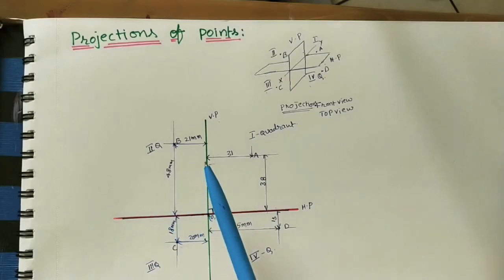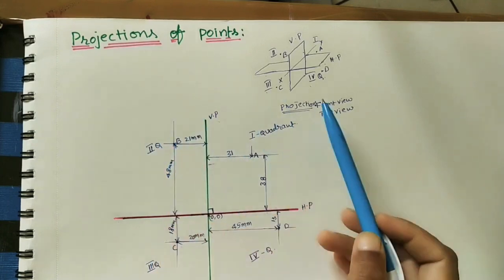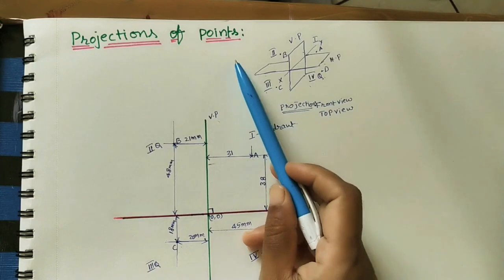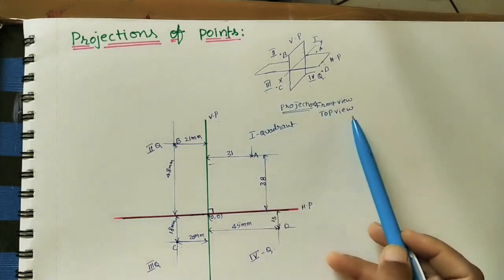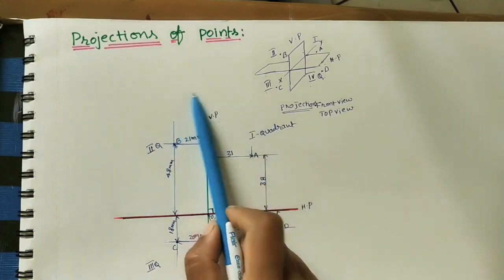Here, as I told, we are doing the drawing of the given point. What type of drawing are we doing? We are doing the projection, the front view and top view of the taken object. Here it is the front view of the point and the top view of the point. Where are we doing this front view and top view? We are doing it on plain paper.